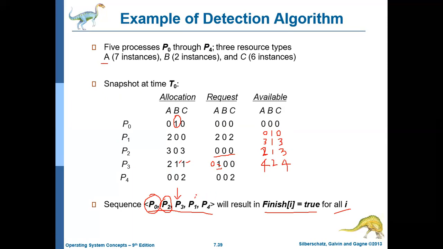After that, P1 should be executed. P1 needs 2 instances of A and 2 instances of C, so that is what it is requesting. Is it available? Yes, because 202 is less than 424. If this request is granted, then the operating system will have 2 instances of A, 2 instances of B and 2 instances of C. And this will become 0, right?